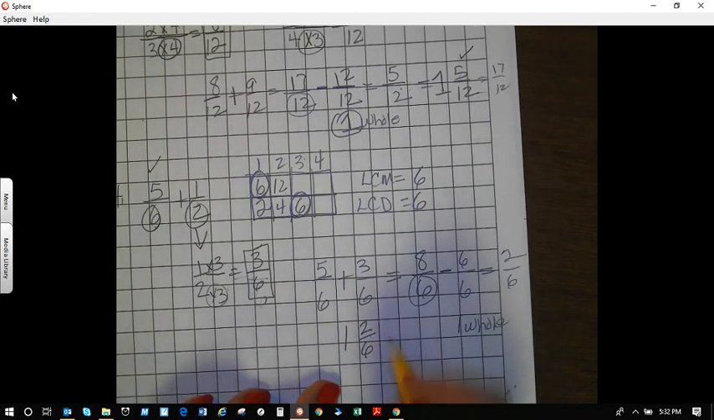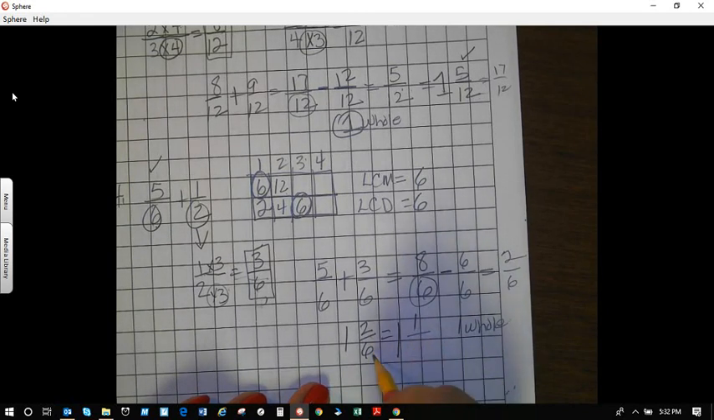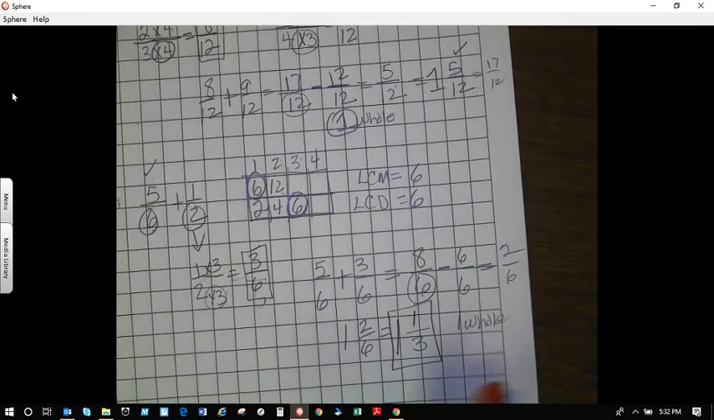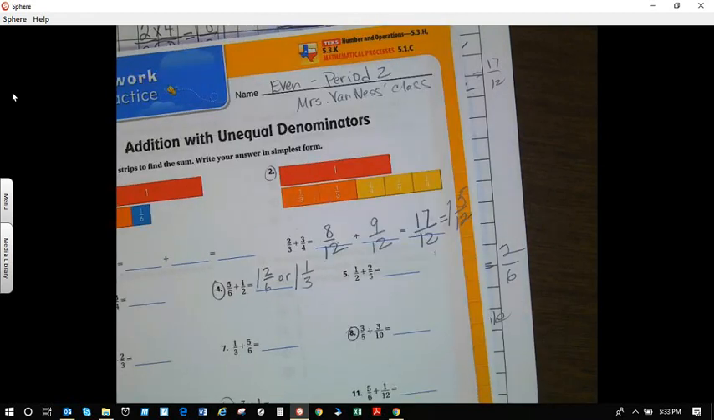So I'm going to bring down my 1. What's half of 2? 1. Half of 6 is 3, so my final answer is 1 1/3. Whenever you need to stop and pause it to do your work, do it, and then you can move on. So here I had 1 and 2/6, or 1 1/3. That is in its simplest form.